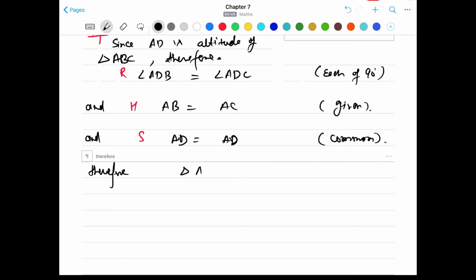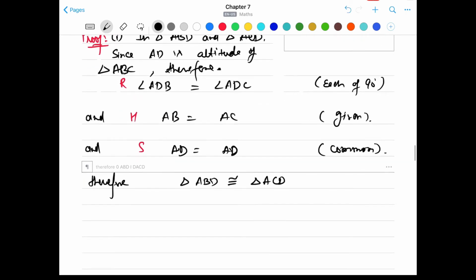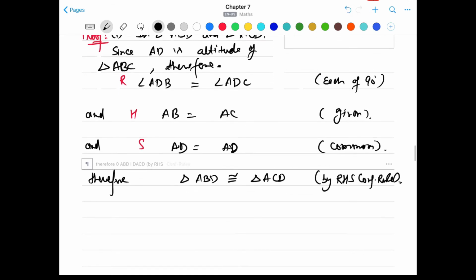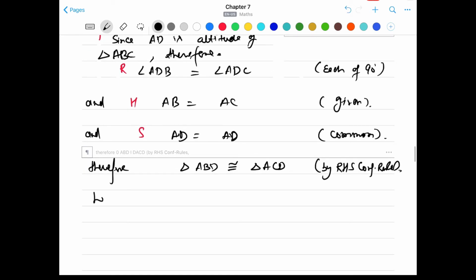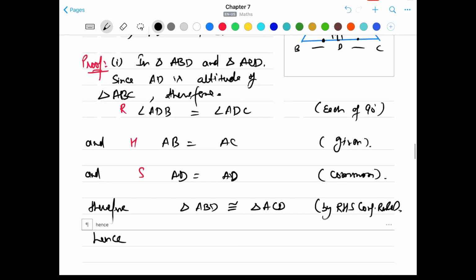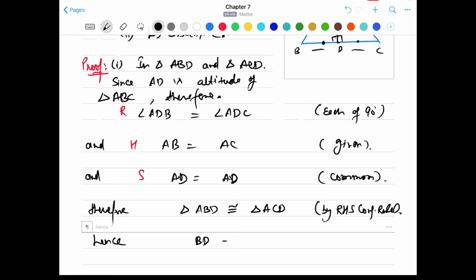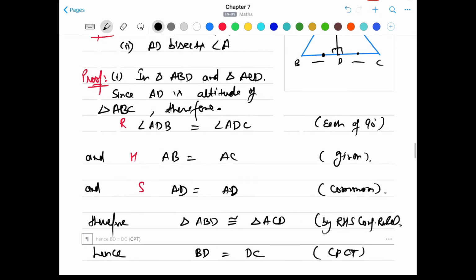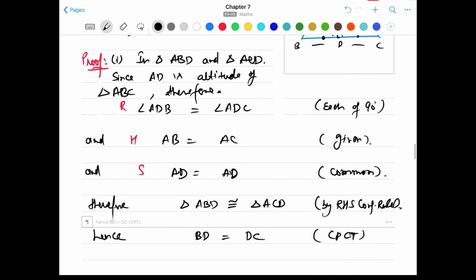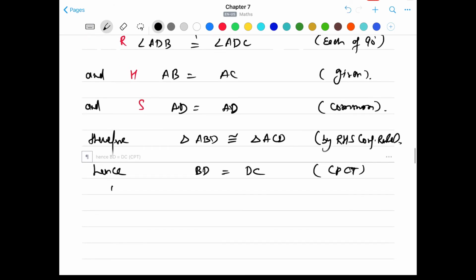Therefore triangle ABD is congruent to triangle ACD by RHS congruence rule. Okay, so since these two triangles are congruent, hence the corresponding side BD will be equal to DC. This is by CPCT, that is, corresponding parts of congruent triangles are equal. Okay, so that's the solution of part 1, that AD is bisecting BC.